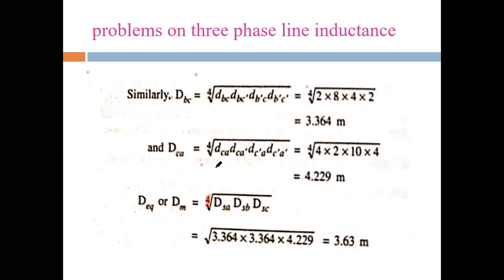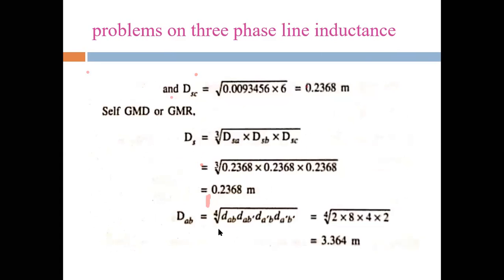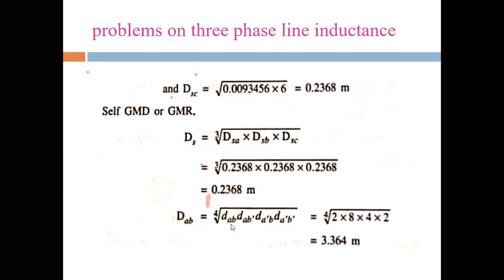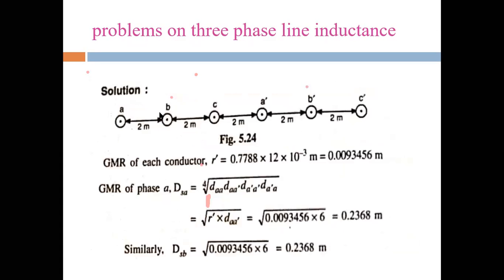In this case, DAB: DAB, DAB dash, DA dash B, DA dash B dash. What is the distance between A to B? A to B is 2 meters. Next, A to B dash.